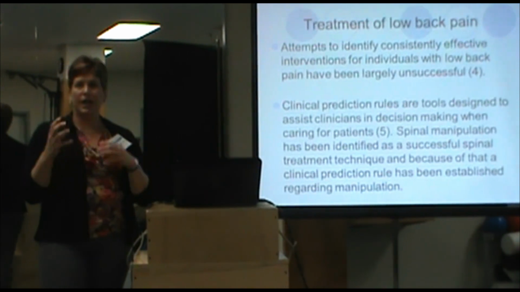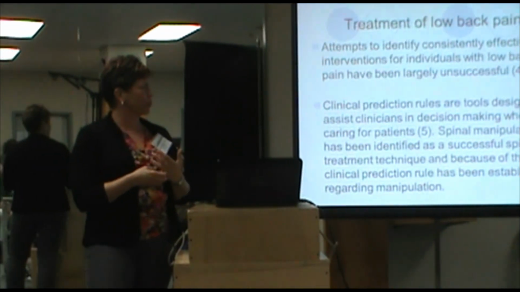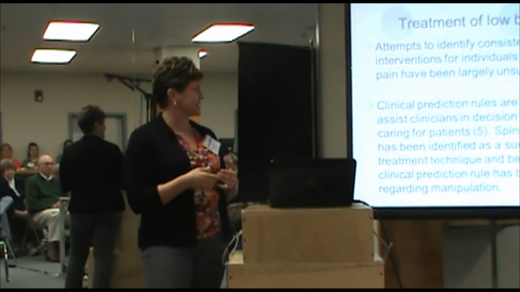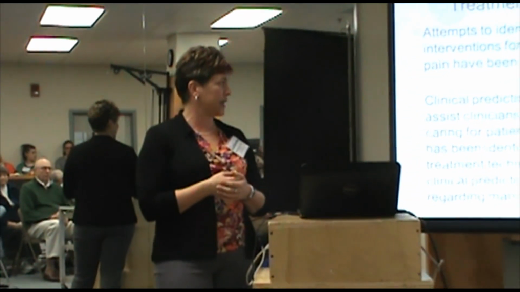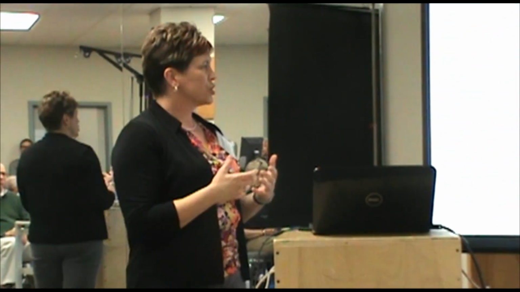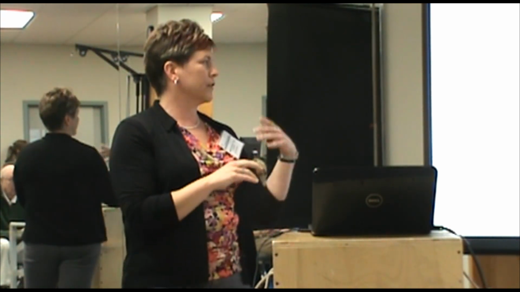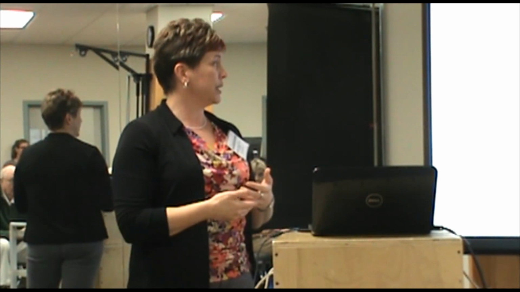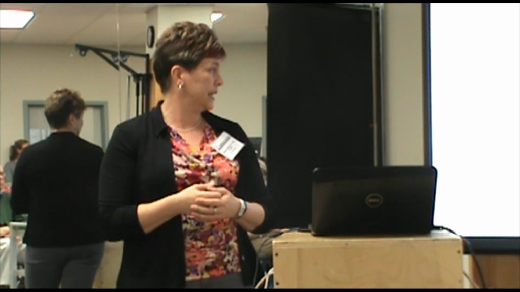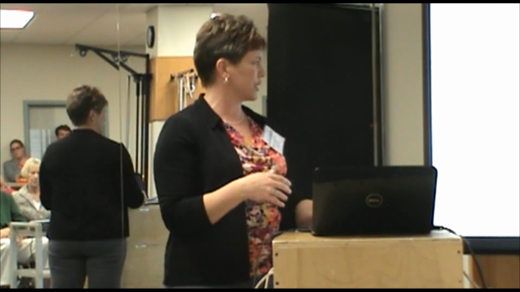There's a process that happens called the development of clinical prediction rules. These are tools that are designed to assist clinicians in decision making when they're caring for their patients. So we might have a set of a certain group of symptoms or things to look for that a patient might present with, and if they present with a certain number of those things, the clinical prediction rules would guide us toward a certain type of treatment. Spinal manipulation has been identified as one of the more successful spinal treatment techniques. And because of that, a clinical prediction rule has been established regarding that manipulation.